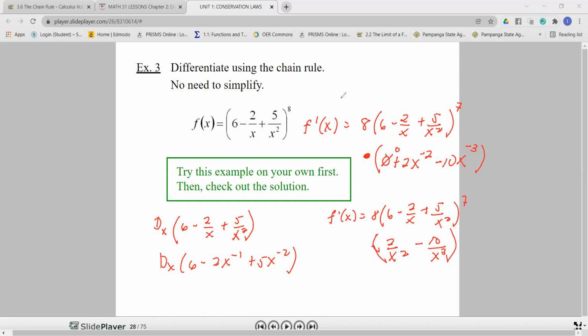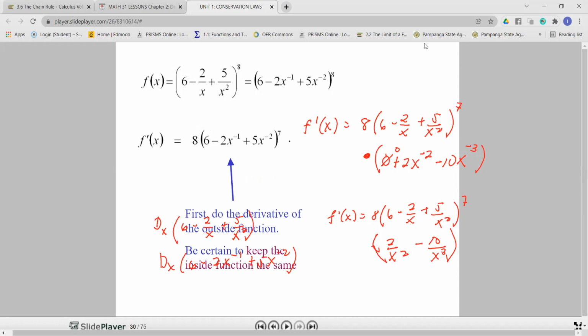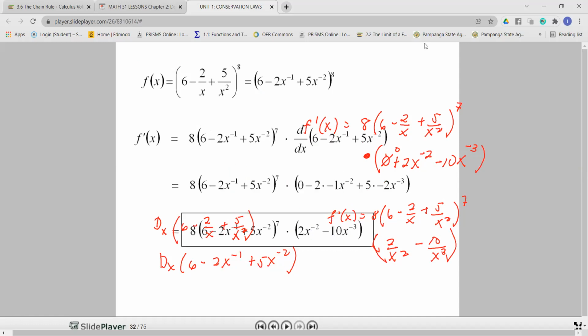Let's check, no? Simple muna yung ano para makita natin yung nilagay nila dito. So, sabi nga, same. Okay, and then the answer, ayan. So, kamukha lang. I hope kahit medyo malabo dito. So that you can see. The answer is, okay, 8. Tapos 6 minus 2, same lang naman to. 2 over x plus 5 over x squared, raised to the 7, multiply 2 over x squared minus 10 over x cubed. Okay, so that's the answer of the derivative of the f of x.